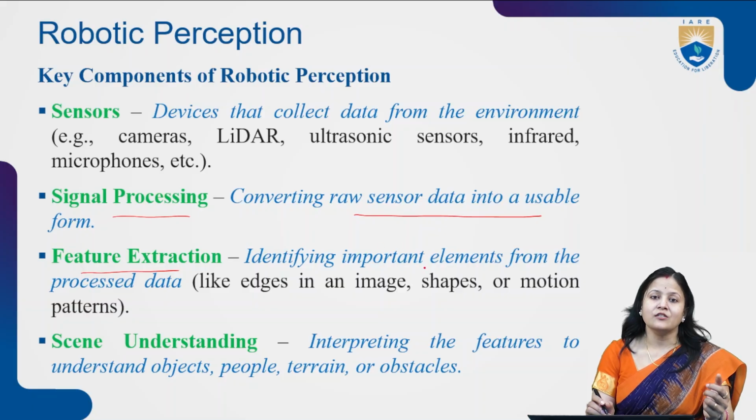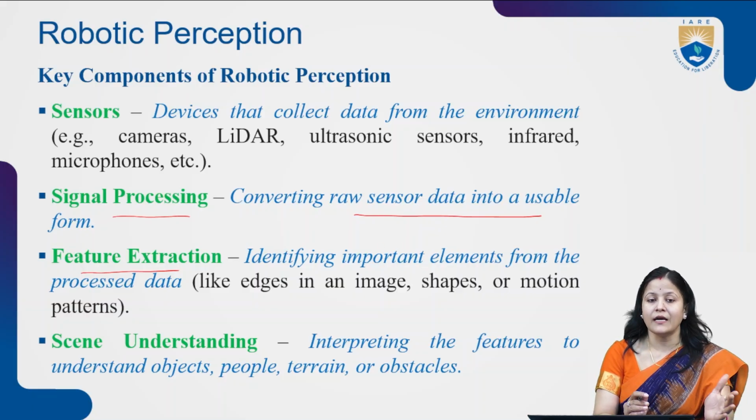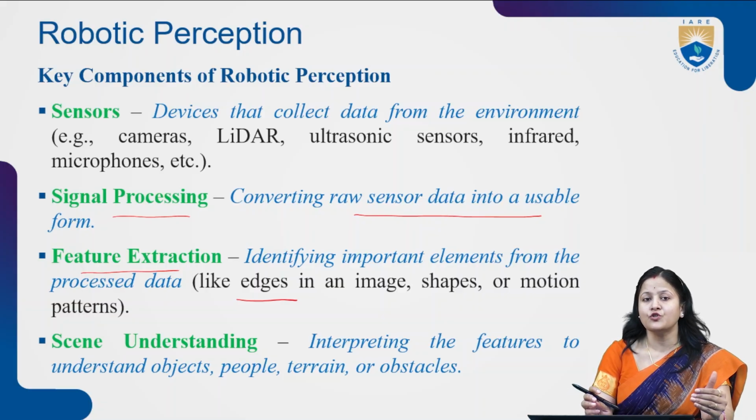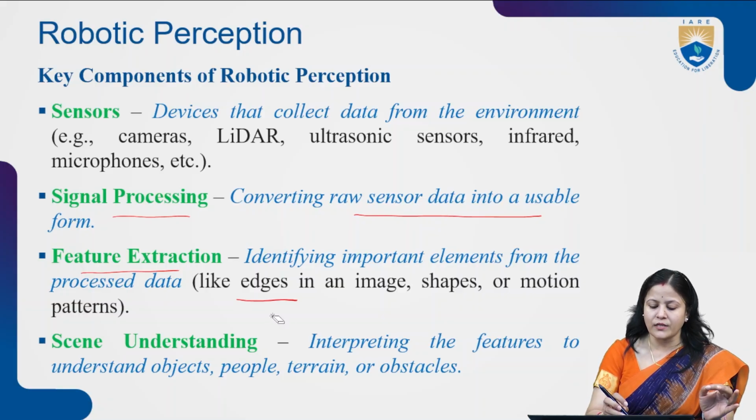Feature extraction means identifying the important elements from the processed data. For example, the drone has to identify where the object is or where the obstacle is. So what would be the important features for the object or the image? Like the edges of the image, the shape of the object, and the motion pattern of the object, which need to be extracted for the robot.